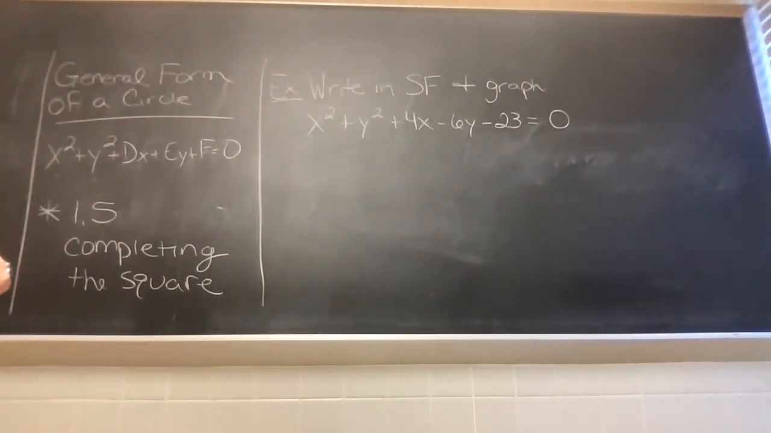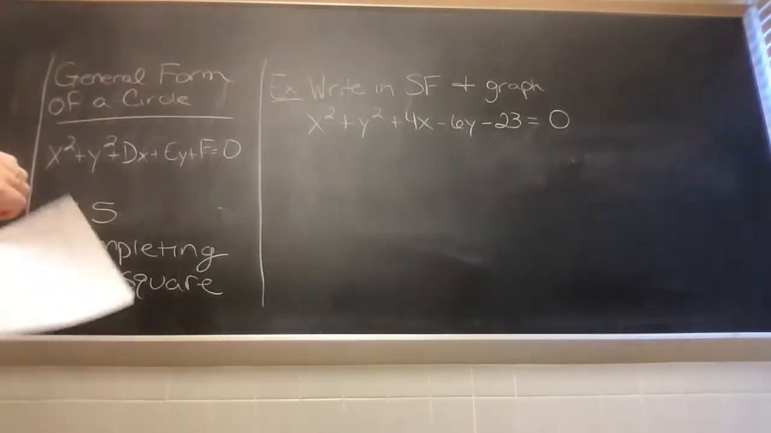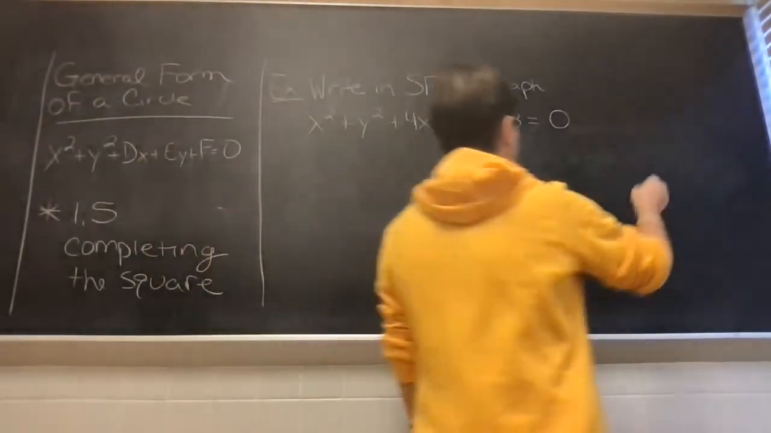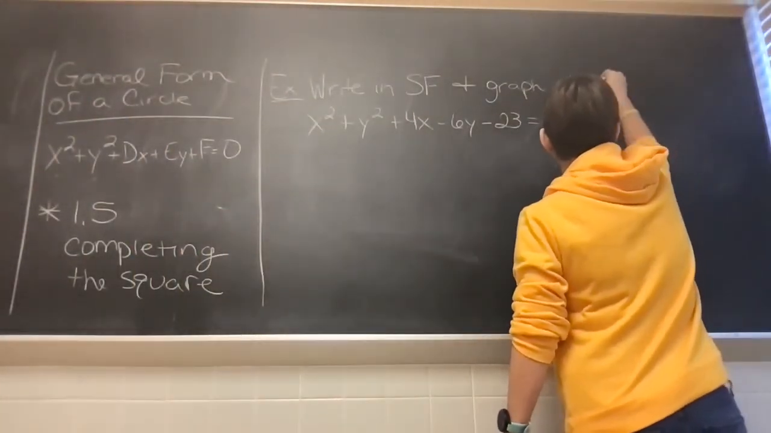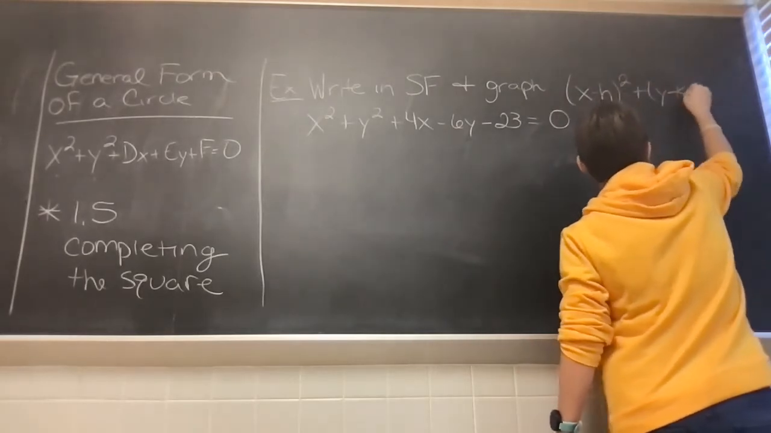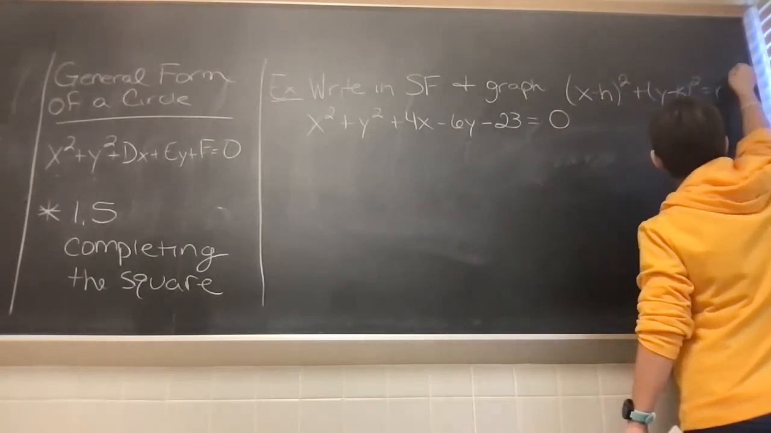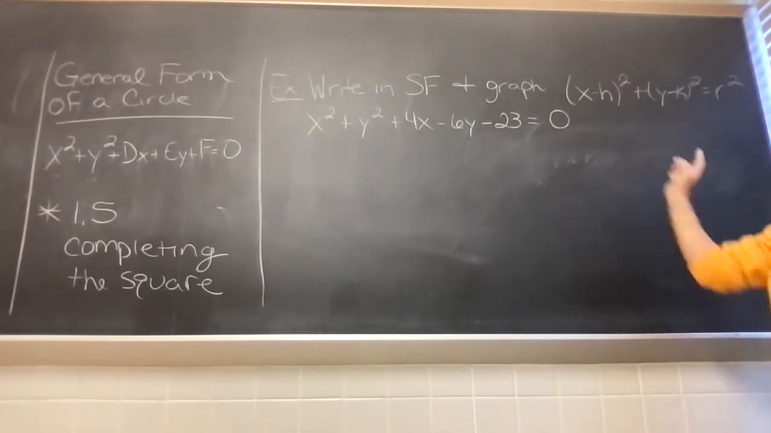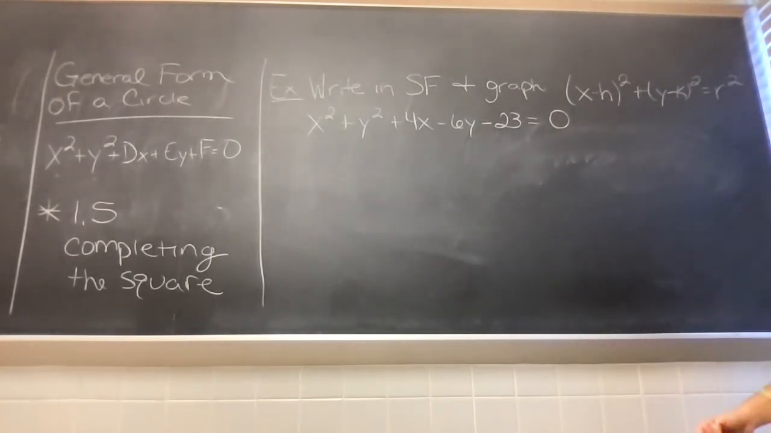Okay, so here's our example. We have x squared plus y squared plus 4x minus 6y minus 23 equals 0, and we want to get that to standard form. So standard form, again, I'm going to write it, is (x minus h) squared plus (y minus k) squared equals r squared. That's our ultimate goal. We want to get to this, but we have all of this stuff to deal with first.